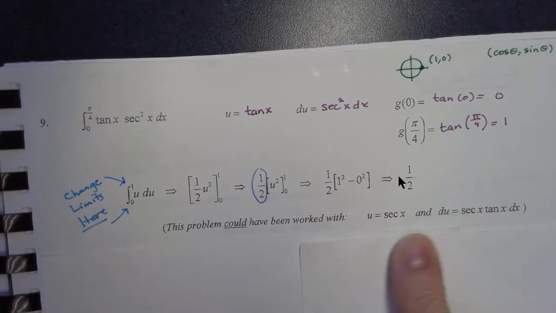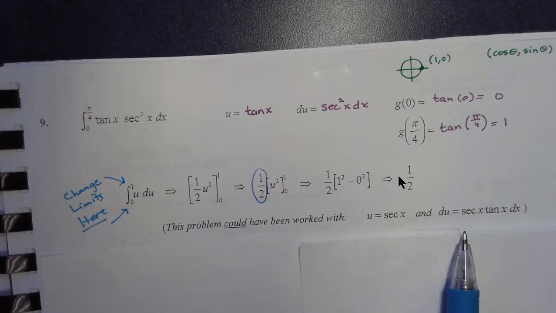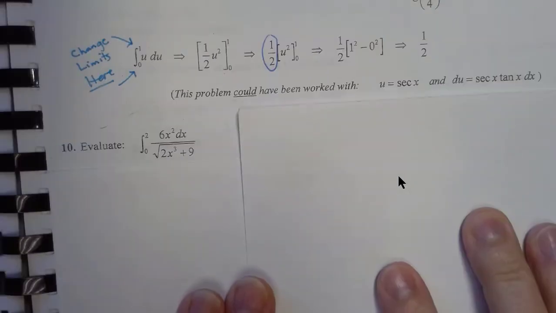And we could have also done it without substitution. We also could have done this if we had thought about it like this. If our u was secant of x, our du would be secant of x tangent x dx. That still gives the same integrand. I wouldn't have done it that way, but you can. All right, let's look at number 10.